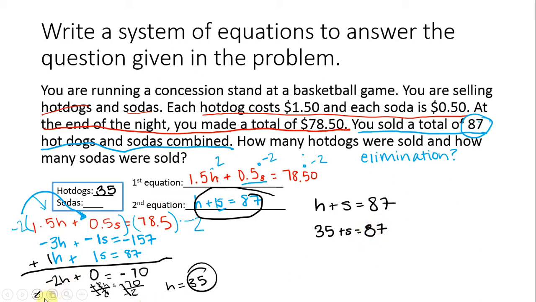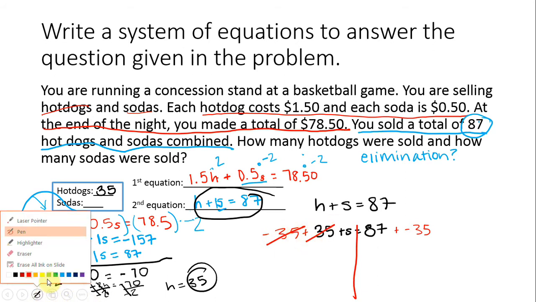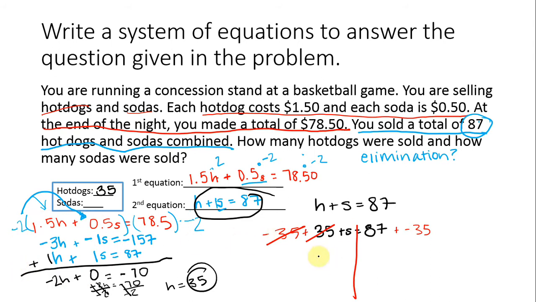And then I'm going to get rid of my 35 by adding negative 35 to each side. And I'm going to be left with S, which is my number of sodas, equal to positive 52. And that's my final answer.